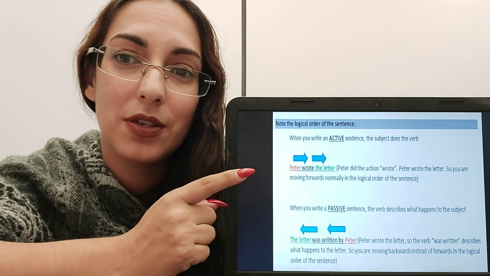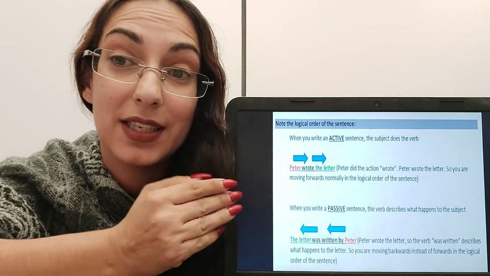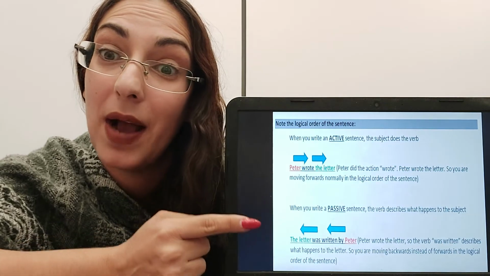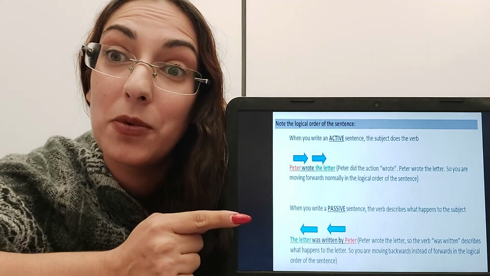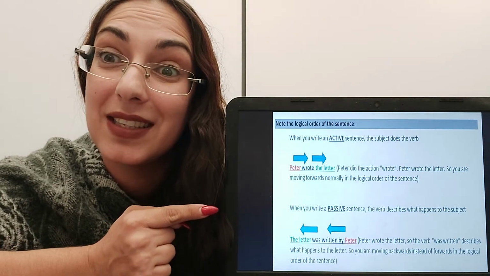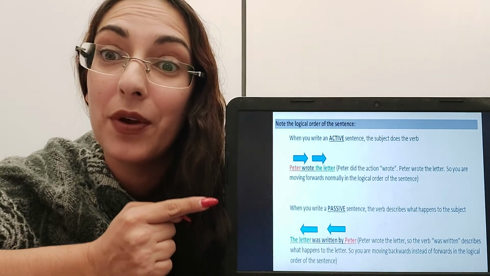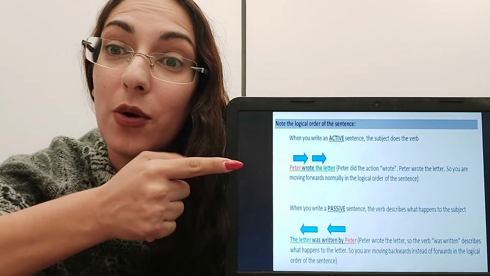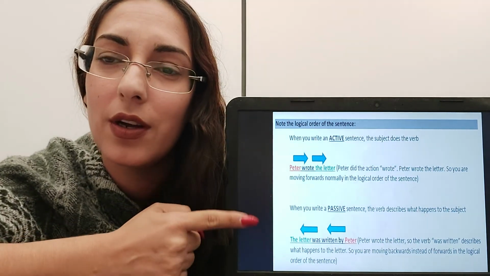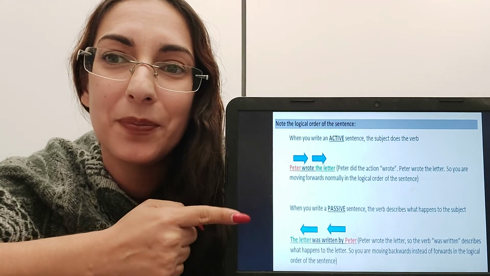Now you'll notice the order of the sentence in active moves forward. So the subject does the verb, but in passive, the object does the verb and the subject is affected by the verb. So you'll see one moves forwards, one moves backwards. So pause the video and have a good look at my arrows here.